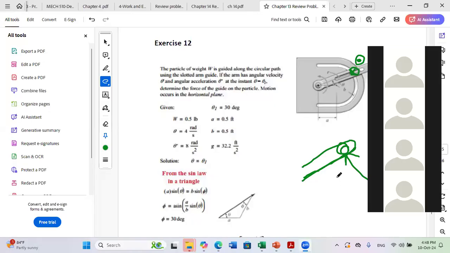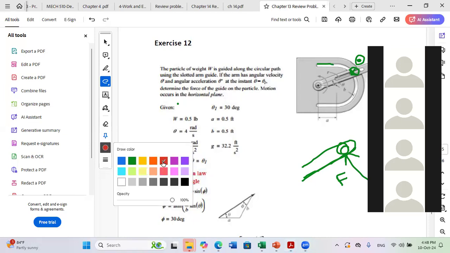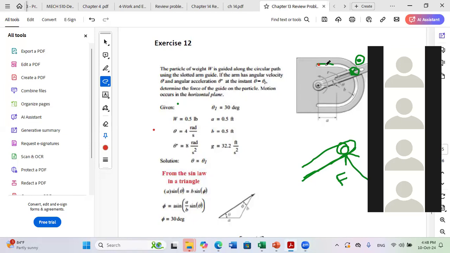Okay. So you have the force of the arm. But also, what do you have? You have this guide here. I will put it in another color. Your particle is also in contact with this guide. Now, depending on if you want the ball, I will put it here. The ball can press on this side or on the other side. You don't know. You need to assume, okay?